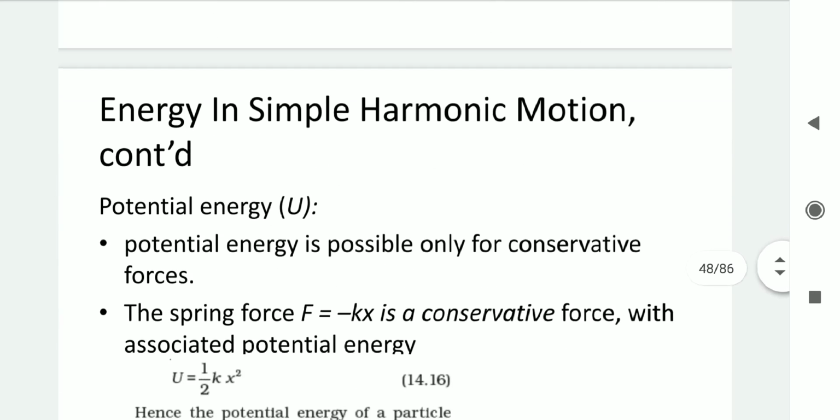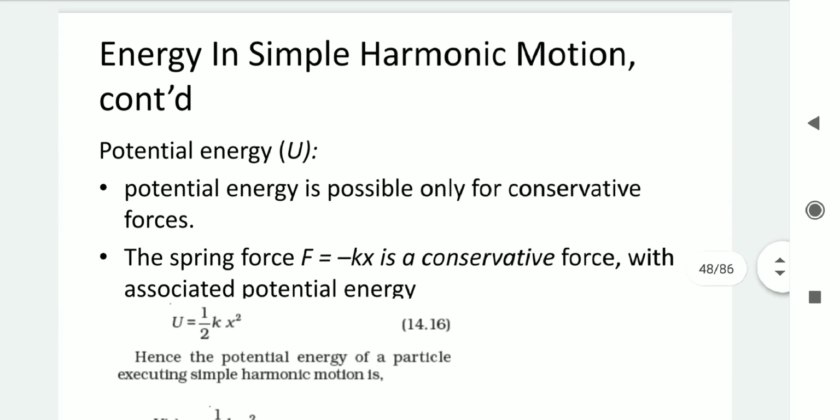Now, let us understand potential energy. Potential energy is possible for conservative forces only. We know the spring force, which we have calculated, F equal to minus kx, is a conservative force which is associated with the potential energy. So this potential energy we are having 1/2 kx square, and x is the displacement of the particle.